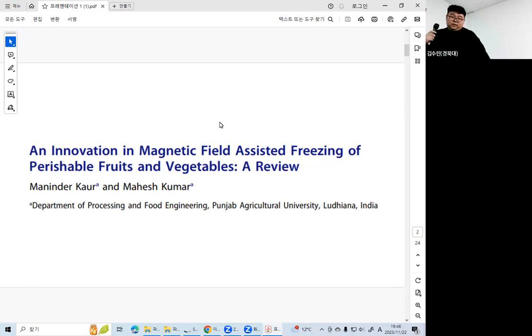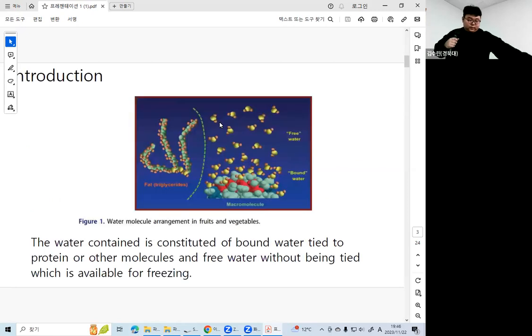The paper's title is "Innovation of Magnetic Field Assisted Freezing of Perishable Fruits and Vegetables: A Review." Our presentation focuses on magnetic field assisted freezing and its function. This figure shows the water molecule arrangement in fruits and vegetables.